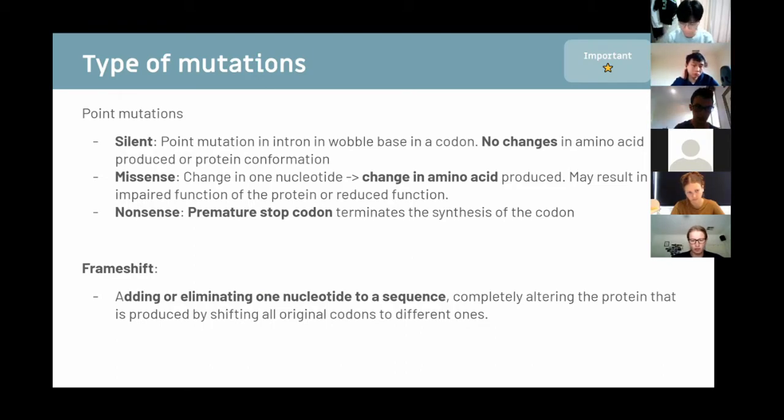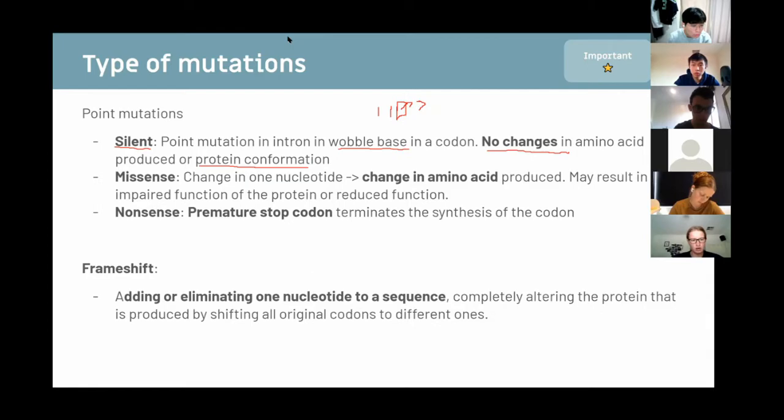A silent mutation produces no change in the amino acid and therefore no change in the functional protein or its conformation. These will often occur in introns, which, if you remember, are non-coding regions of the DNA, or they will occur in a wobble base of a codon. If you remember, the mRNA is divided in triplets, and the third base is susceptible to wobble. So there's redundancy: if that mutates, the same amino acid is produced and the same polypeptide is produced.